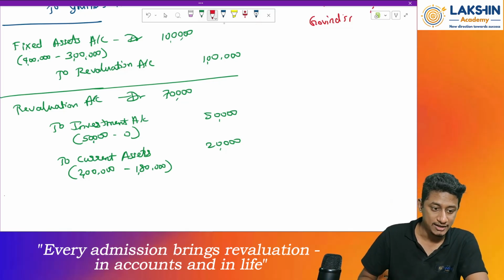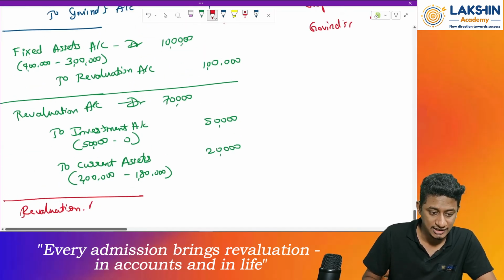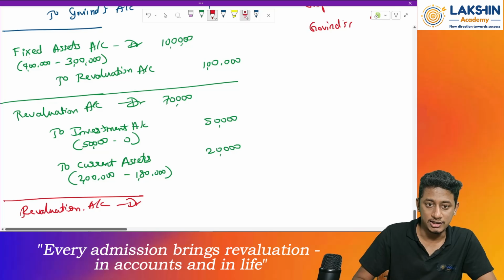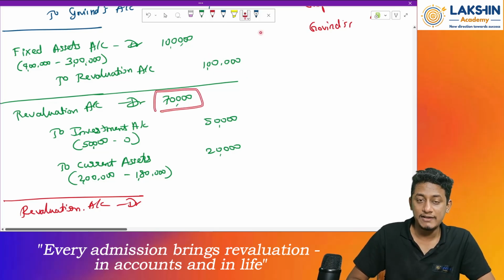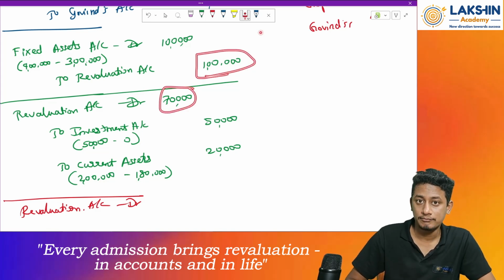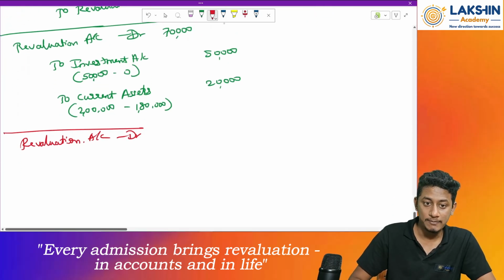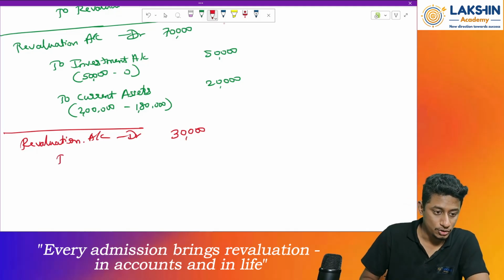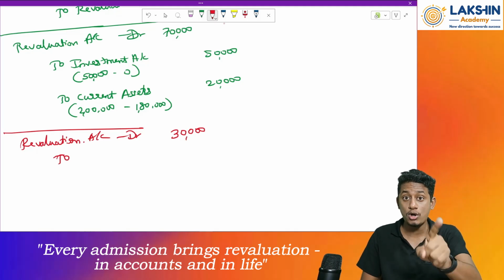Now how do you pass that entry? I will debit revaluation account. Why will I debit revaluation account? Because if you think logically, 1 lakh rupees has been credited, whereas on the debit we have only 70,000 rupees. So that means this is less than this amount. That means I need to debit 30,000 more to make both equal, right? So I will debit 30,000 rupees now to make them both equal. To what? To partners capital account. Which partners capital account? Only old partners capital account.